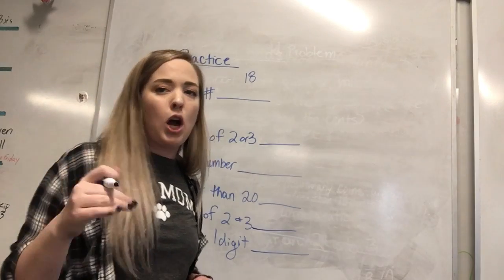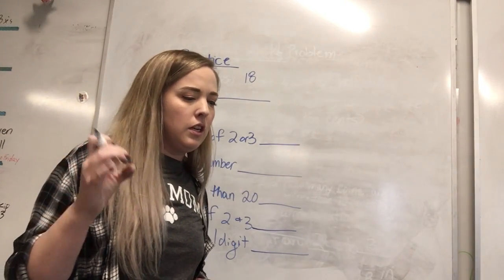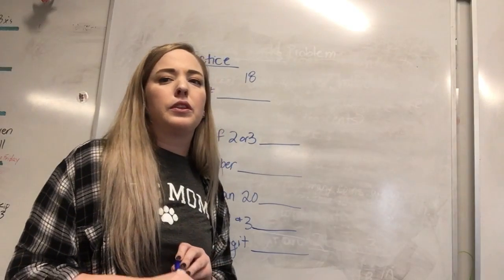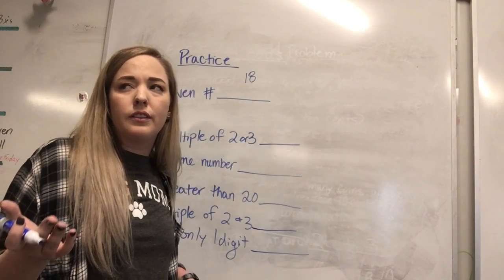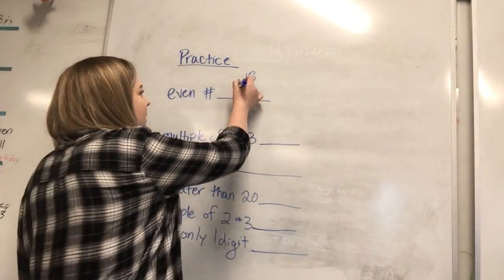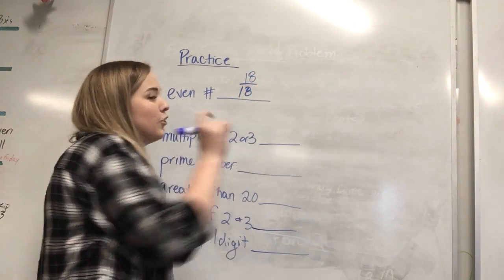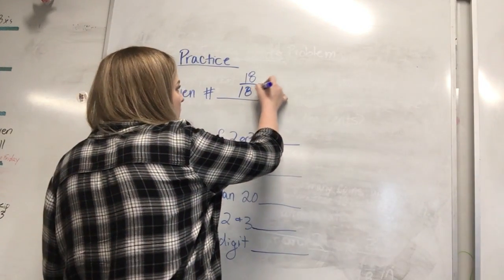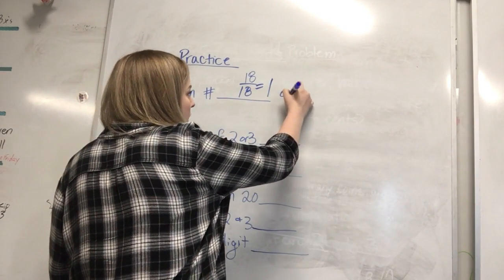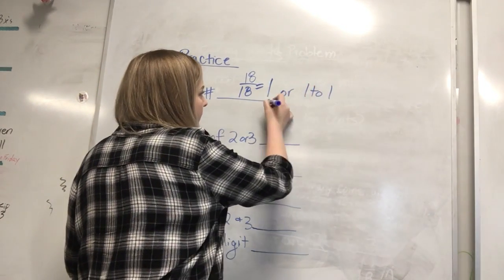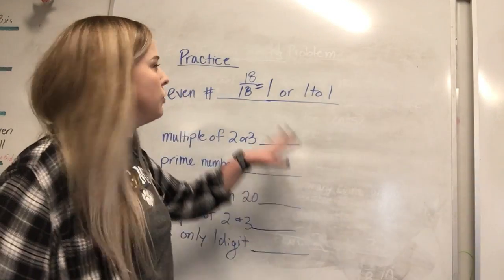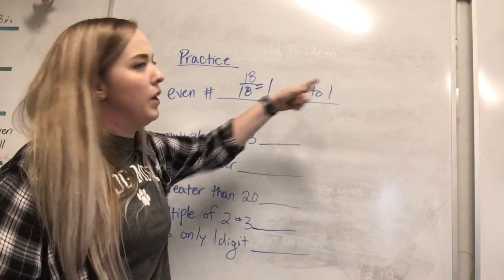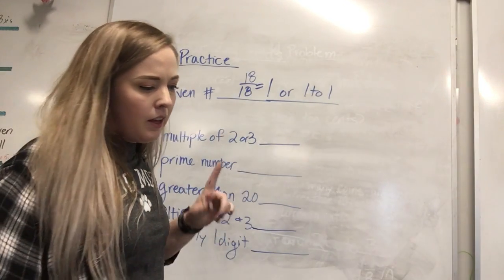Remember, it's part to part, not part to whole, like a proportion. The odds is part to part. So how many other numbers were there? How many odd numbers were there? Your answer should have been 18. So the way that you write this would be 1 or 1 to 1. You can choose any one of those ways, just not 18 over 18.